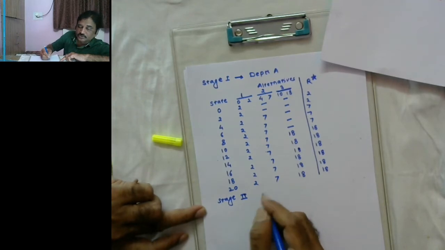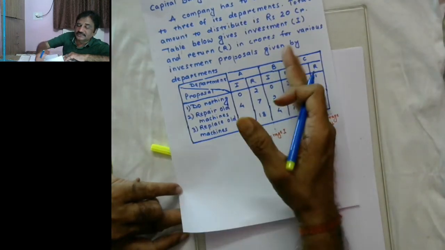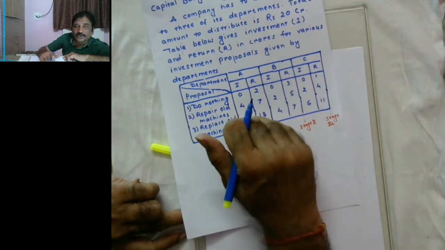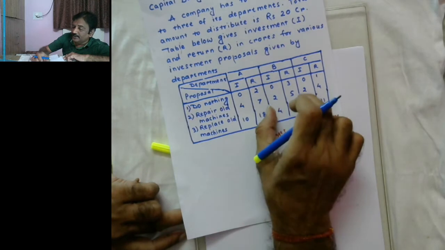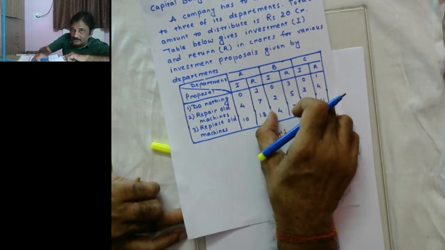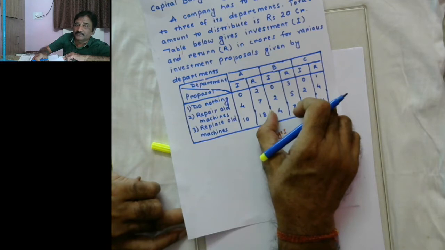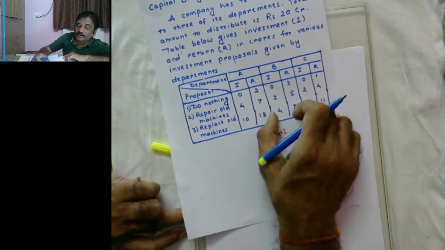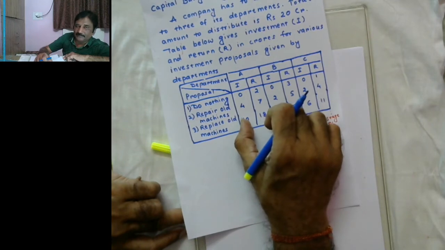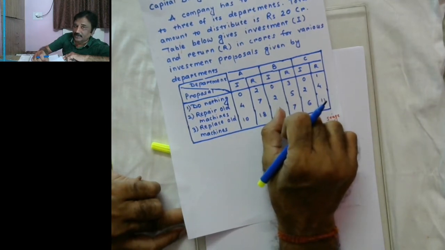Now, what is stage 2? Like you see here, stage 2 is the consideration of department B along with department A. Primarily, we will be taking care of department B first, and whatever state value remains with us, we will be optimally investing it in department A. That's the logic of dynamic programming.